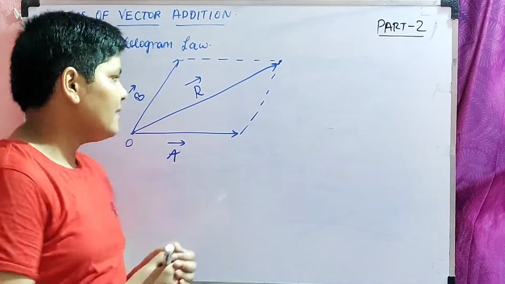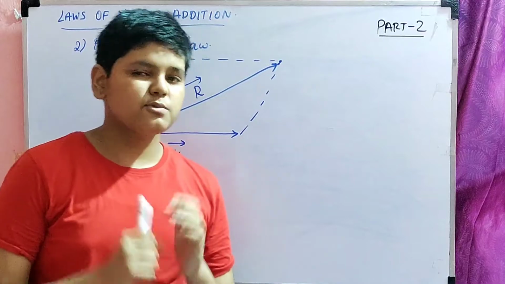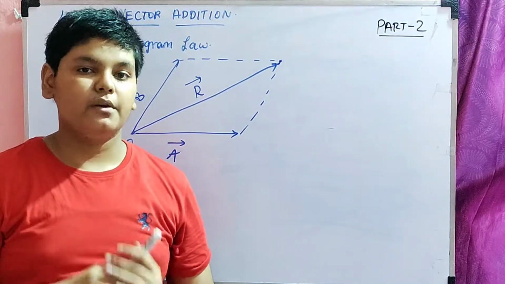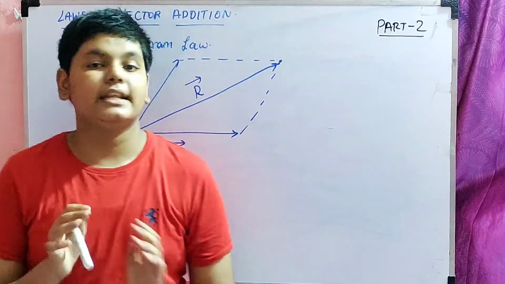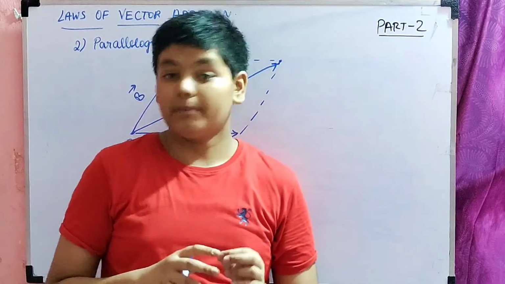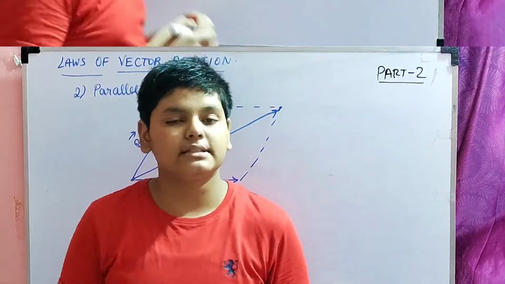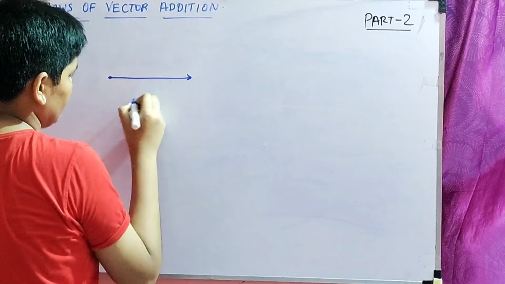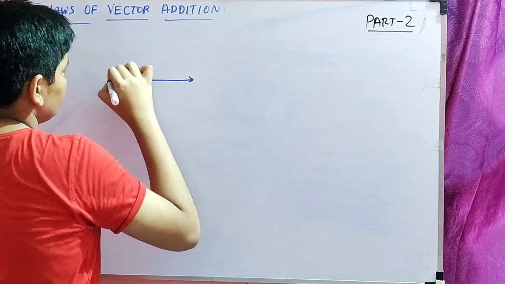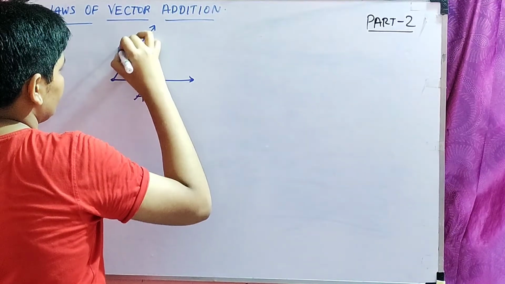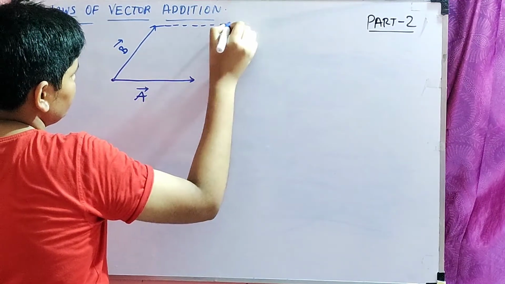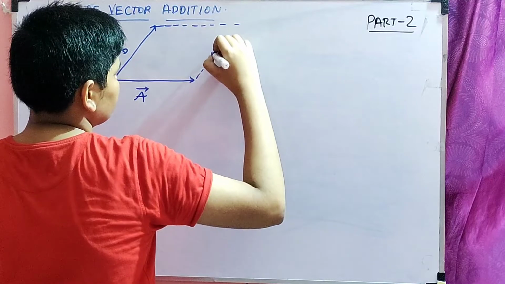Unlike the triangular law, the parallelogram law has one formula which can define it. Let us see the derivation of the parallelogram law formula. Over here, if we take one vector like this, A bar, this is our second vector, B bar. Here we complete our parallelogram like this.